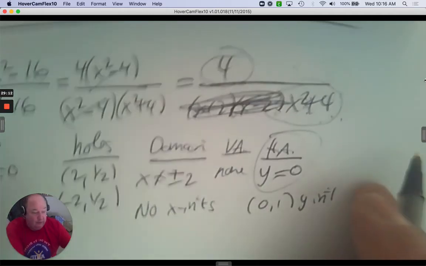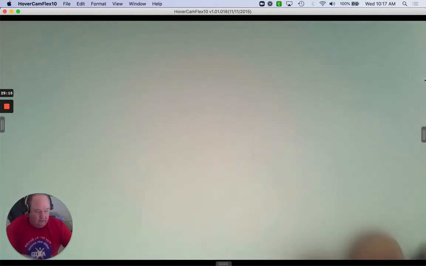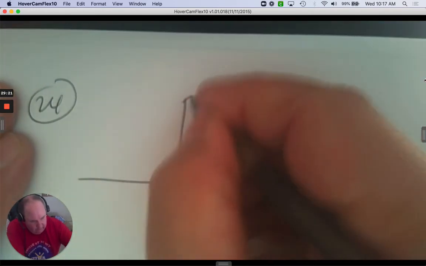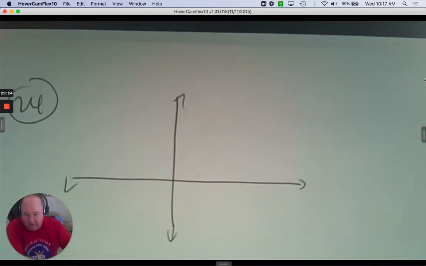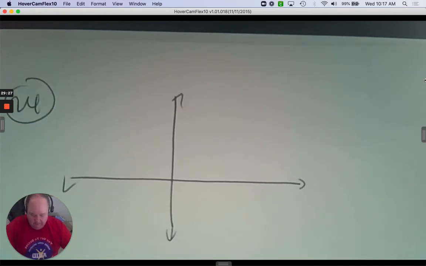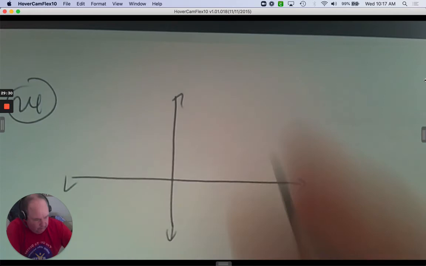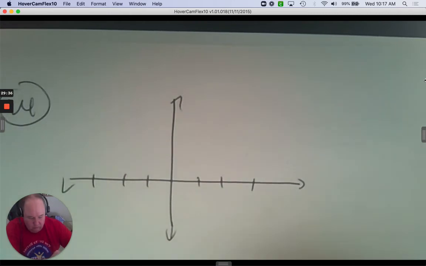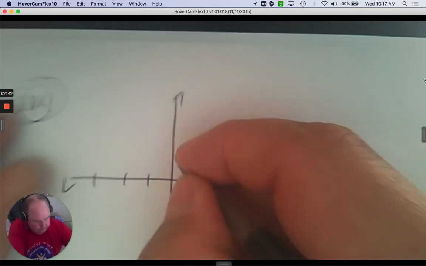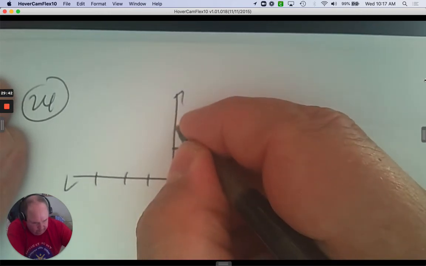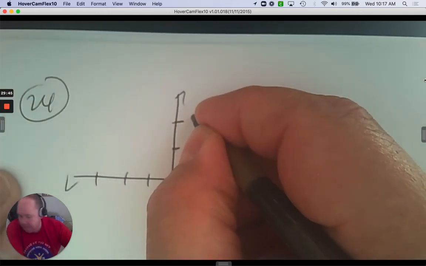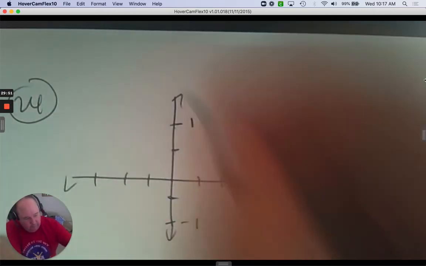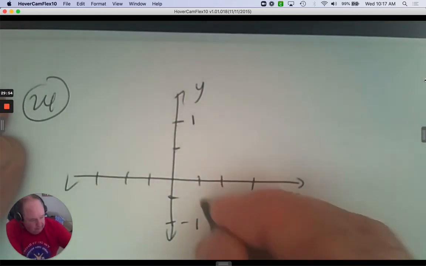And that's it. So then we're going to put all of this together and graph it. I'm going to do that here. So if I graph this, what do I know so far? I'm going to change colors here. Let's label some of these things.